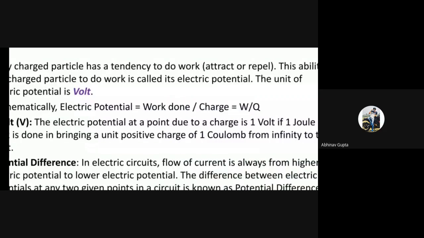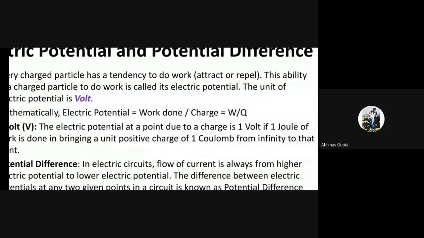Now, what is this work done? How does this potential work, with attraction and repulsion being the work done? The electric potential at a point due to a charge is 1 volt if 1 joule of work is done in bringing a unit positive charge of 1 coulomb from infinity to that point. This is our definition of 1 volt.